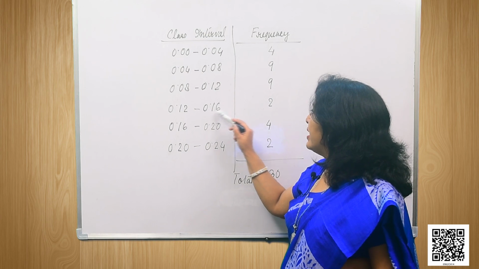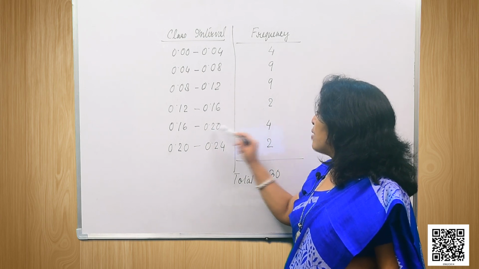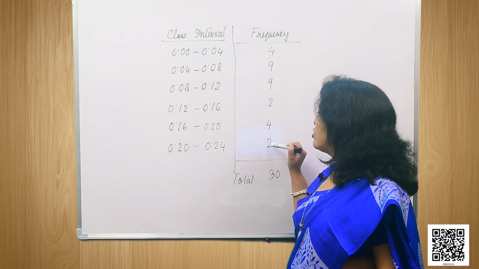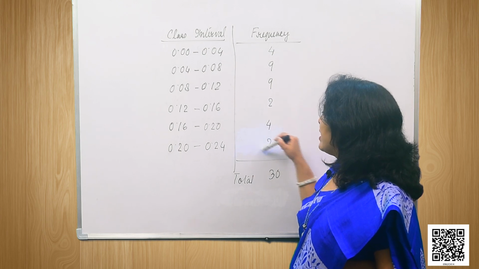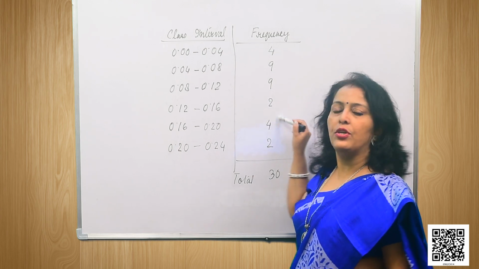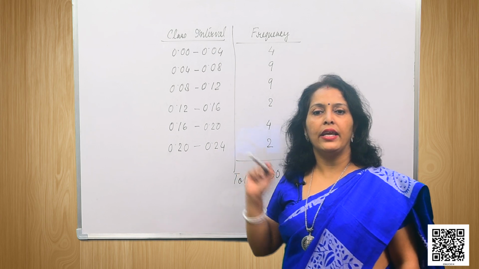So the totals in these groups are 2, then 4 and then 2. So in total I am getting 8 days where the sulfur dioxide is more than 0.11.